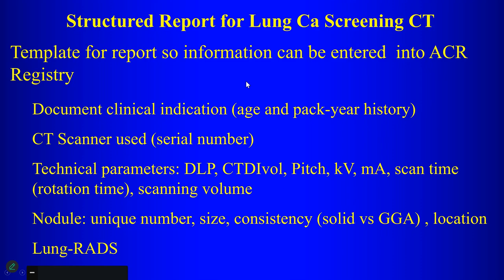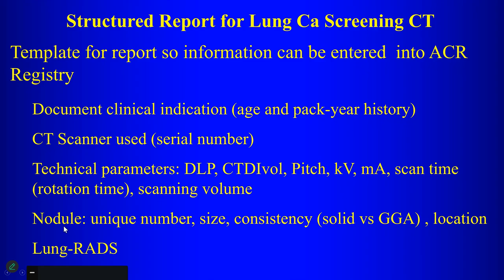So we have a structured reporting template, and you'll see a lot of this stuff is in there in our template. We document the clinical indication, the age and the pack years, the CT scanner that's used. We indicate CT scanner. All of this was left over from the required information for the registry when submitting to the registry, but we've just kept it. We haven't changed the template. The technical parameters. So we're documenting all of this stuff for the radiation dose, so it's easy to figure out what dose the patient has received.